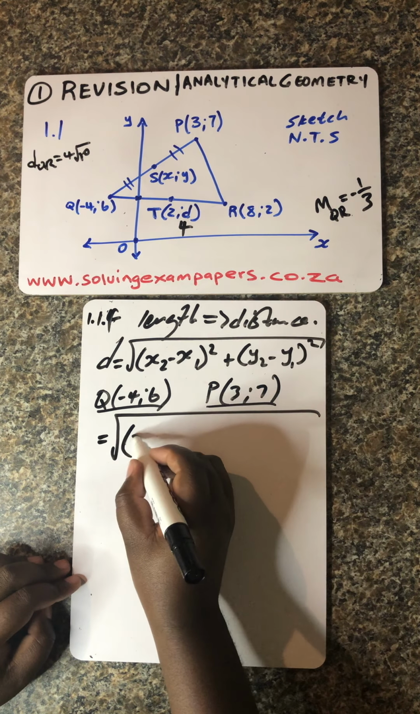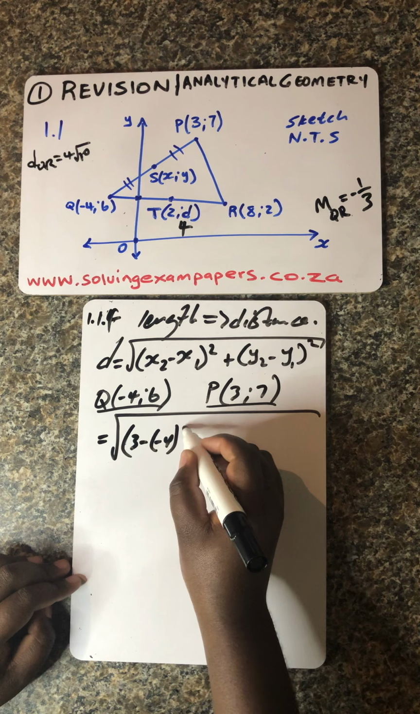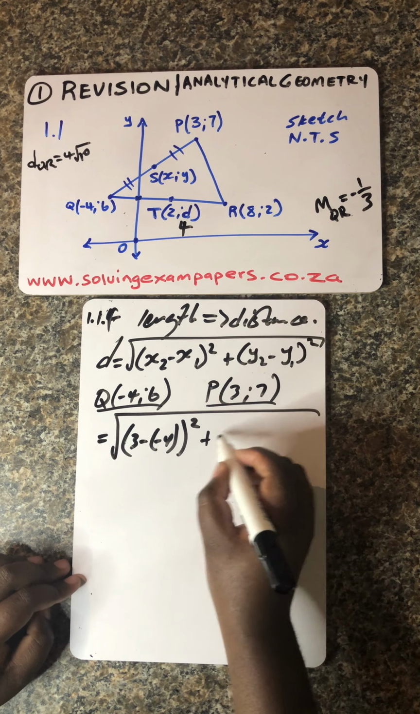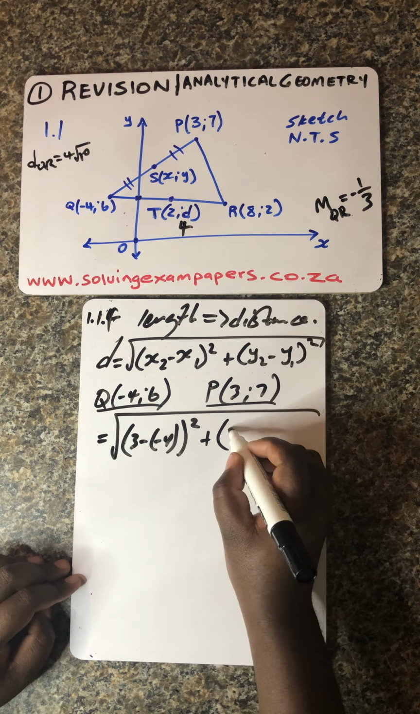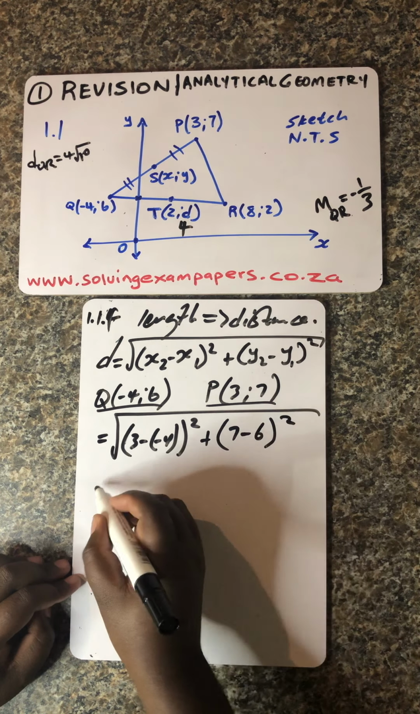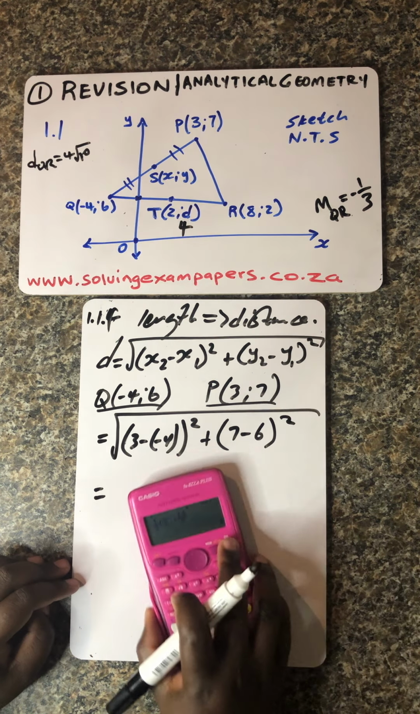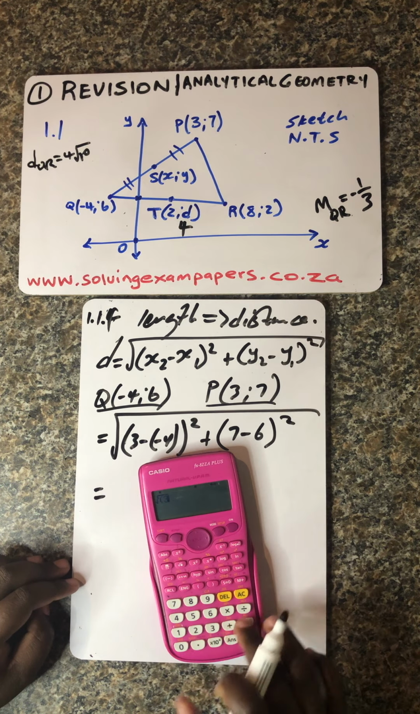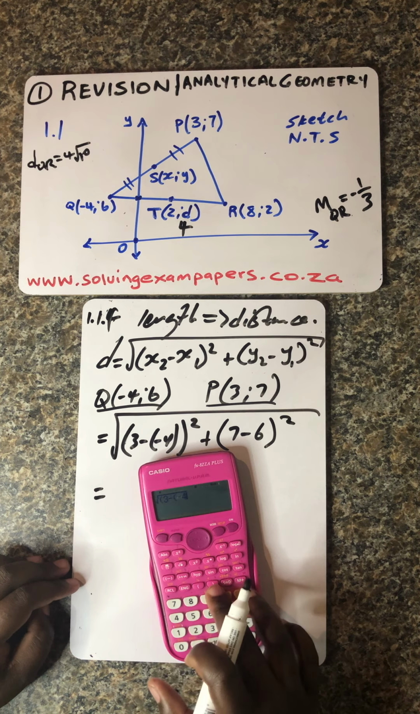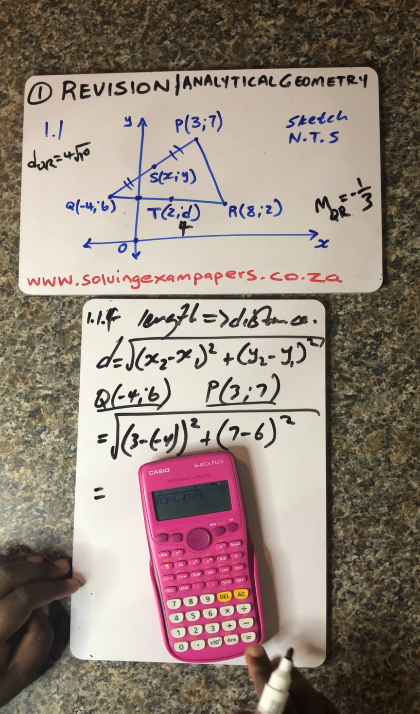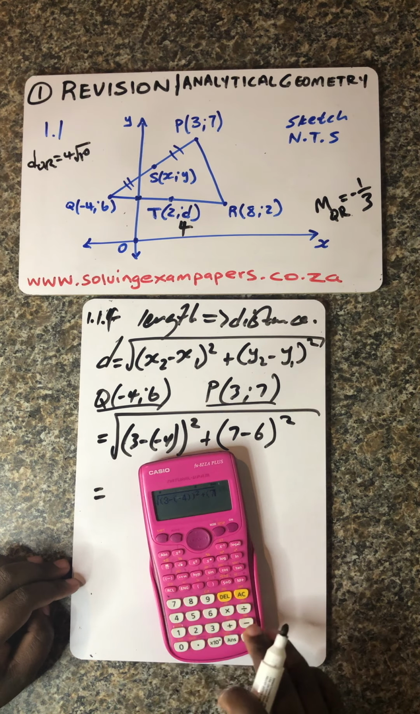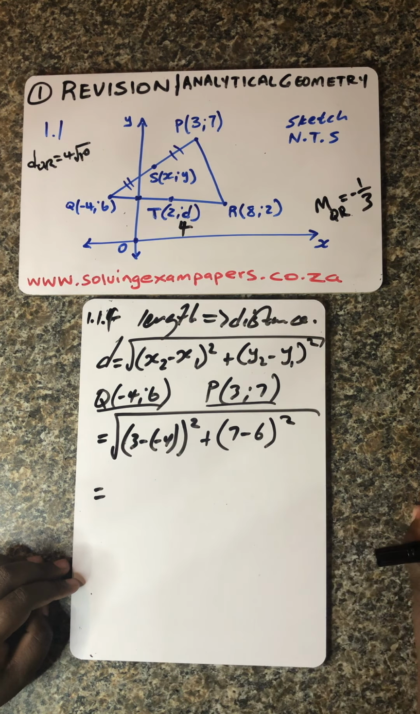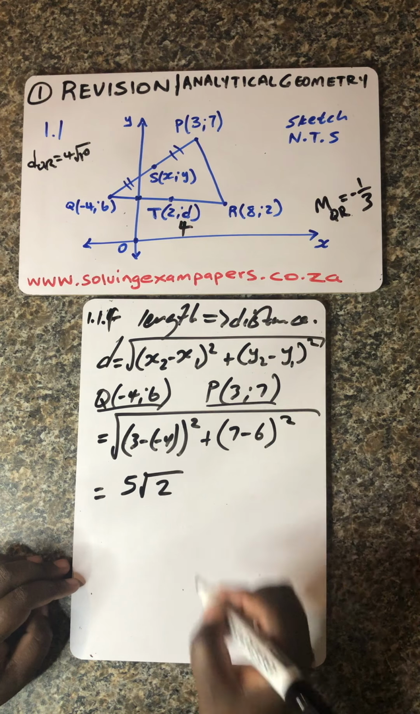So obviously x2 is going to be 3 minus negative 4. I hope you remember this stage, ladies and gentlemen. We substitute in brackets, then you just say plus your y2, it's obviously 7 minus 6, close, squared. Then you just say square root on your calculator, 3 minus negative 4, you close 2 times, you squared, then you add 7 minus 6, you close, you squared. It equals, we're getting 5 square root of 2.